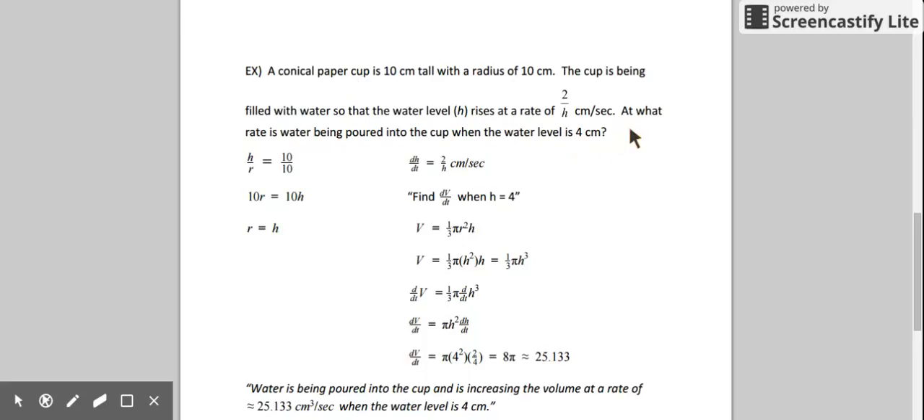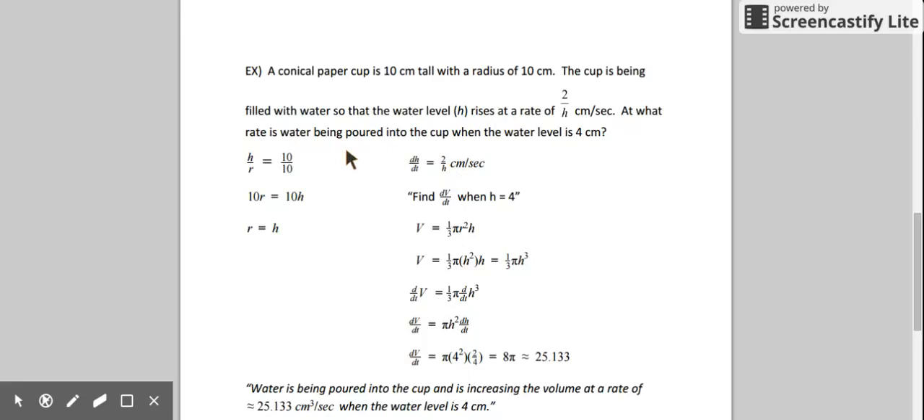So first, let's interpret the information. Let's see what we have and what we need to solve for. Well, again, we're dealing with the volume of a cone with a circular base. We're going to use the same volume formula. We are told the rate at which the water level is changing, or the rate at which H is changing. So dH/dt is 2 over H, and it's rising, so we're going to make sure it's a positive rate of change.